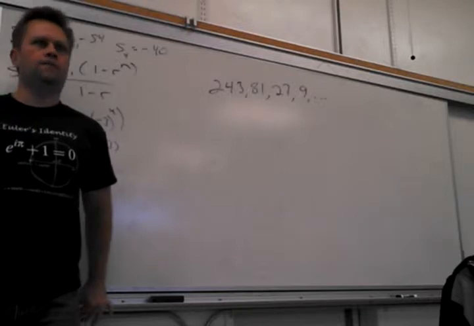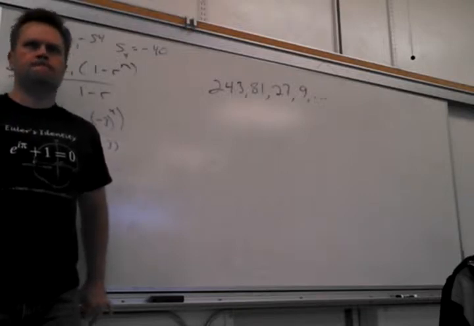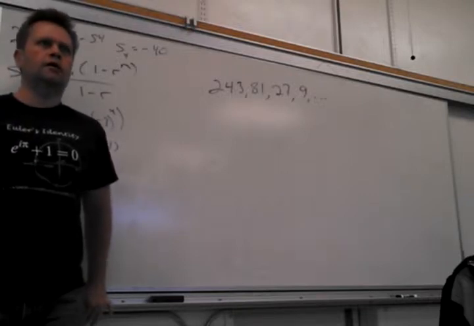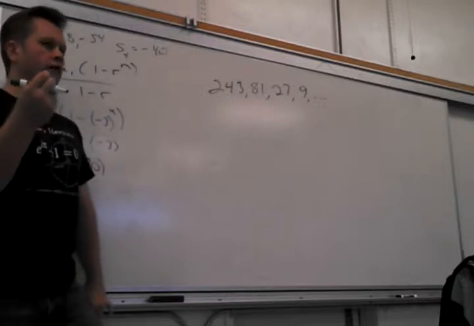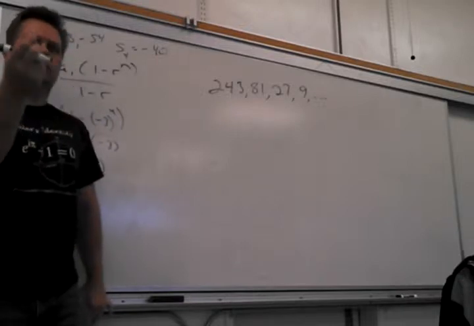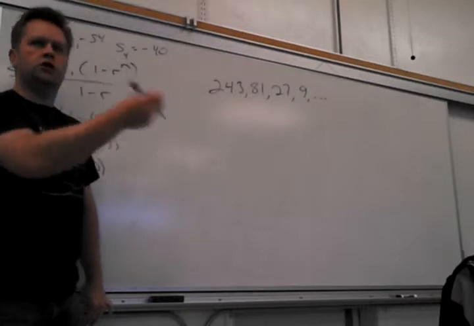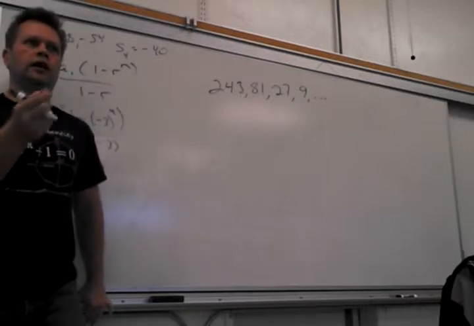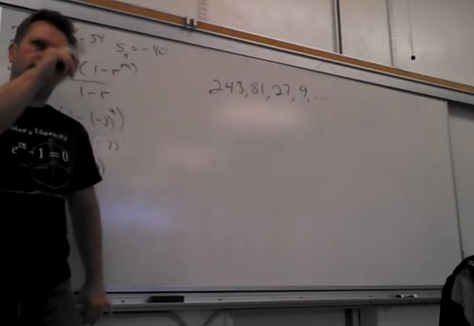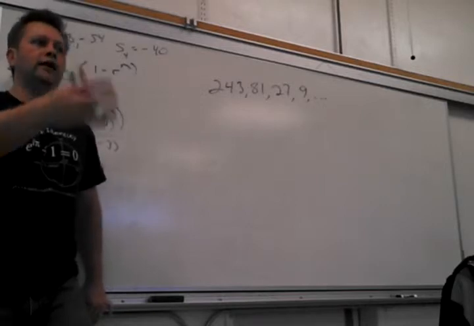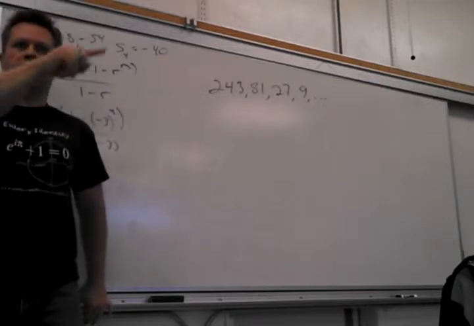What is R here? 1/3. Yeah, it won't be negative, right? Why is it not negative? Because it's staying positive. It's not changing signs. So R will only be negative if my sequence is alternating signs. In fact, we call that an alternating sequence. If it's negative, positive, negative, positive.